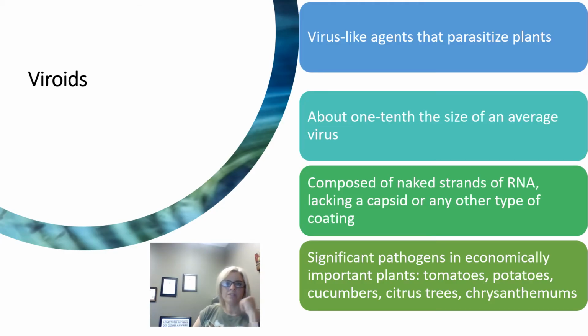Viroids are basically very small viruses. They're 1/10 the size of an average virus. They do not have a capsid or any type of coating. These guys are a huge problem in agriculture because they can infect a lot of important crop plants. So they parasitize plants is what they do, all right? Particularly things like tomatoes, potatoes, cucumbers, chrysanthemums, citrus trees, all right? Some of those are among my favorites, right? Cucumbers, we don't want to do without those.